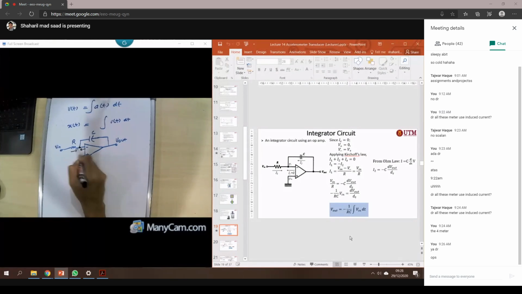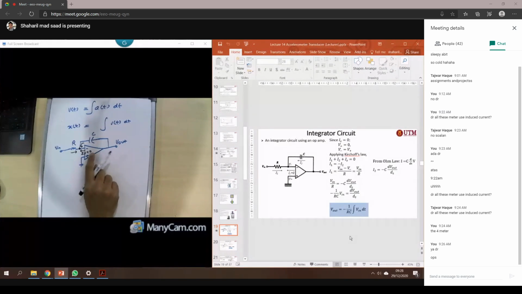So this is a measure of I here. This one is IS. IS is always 0. That means there is no current going into the op-amp here. Then you can get I2 here, and then this one I1 here. So I1 plus I2 plus IS is always equal to 0.